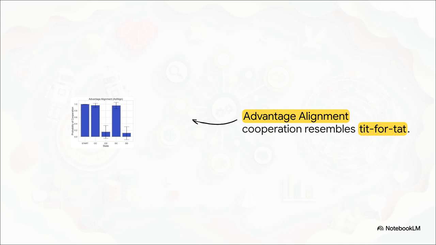And the empirical data proves this alignment is brilliantly effective. By using advantage alignment, the probability of AI cooperation absolutely skyrockets, very closely mimicking the famous tit-for-tat human strategy. These aren't just theories anymore, folks. These models successfully force independent AI agents to cooperate, completely avoiding that dreaded trap of selfish defection.